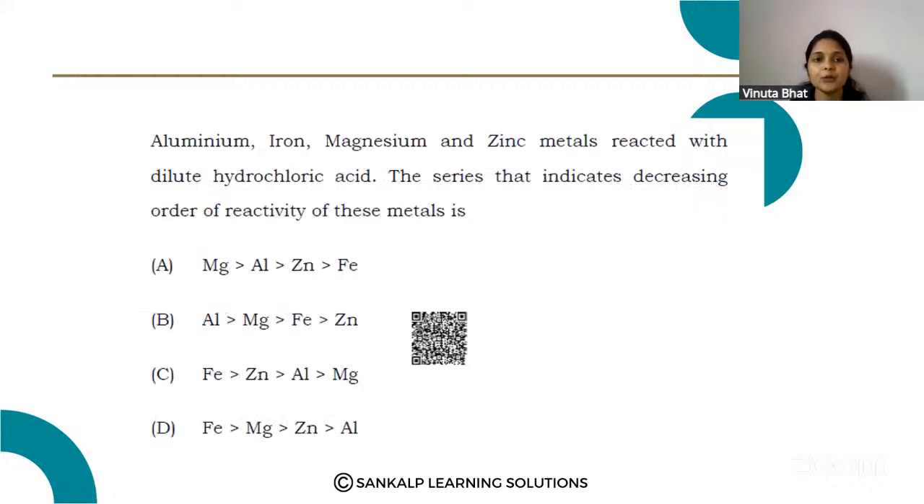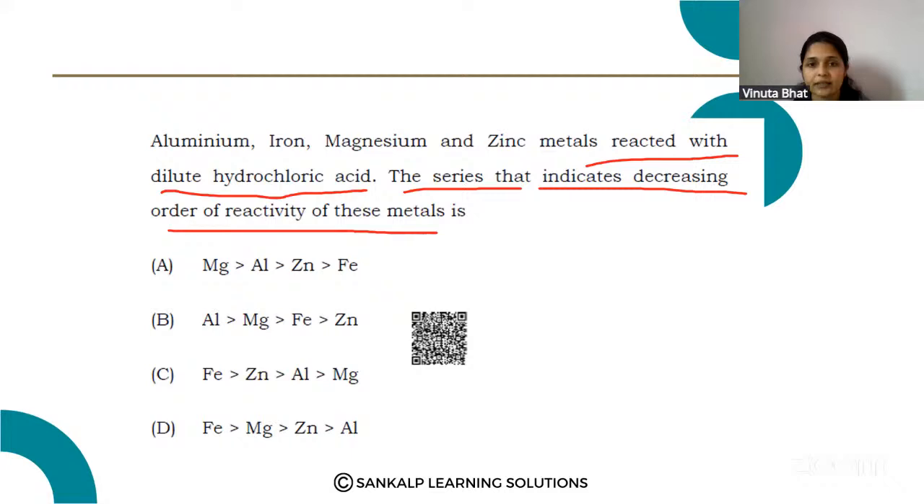Here, aluminium, iron, magnesium and zinc metals are reacted with dilute hydrochloric acid. Which series indicates the decreasing order of reactivity of the metals? Copper is not given here. Zinc has more reactivity than iron.